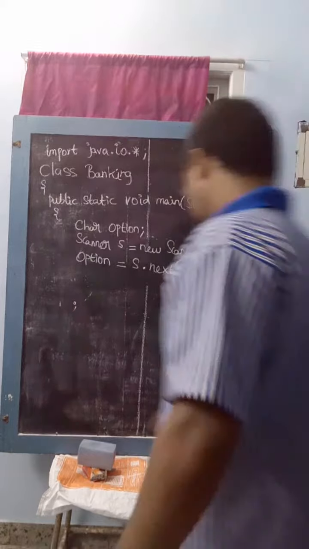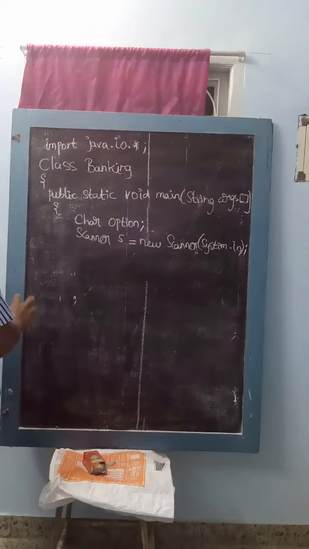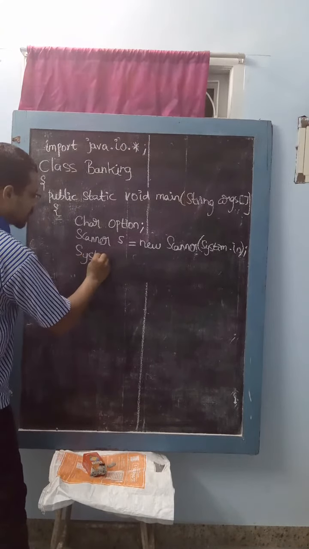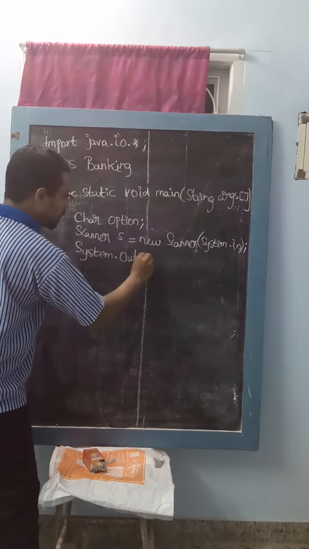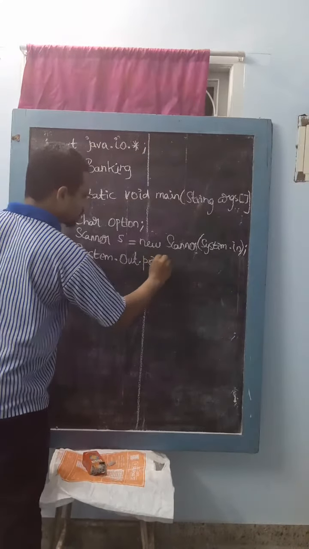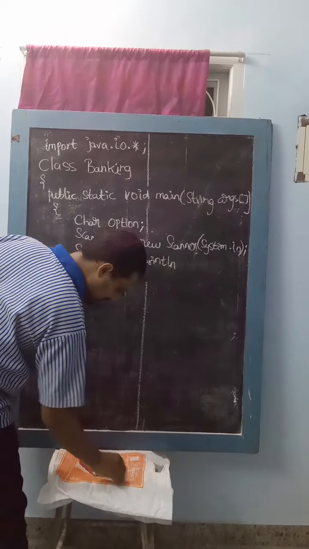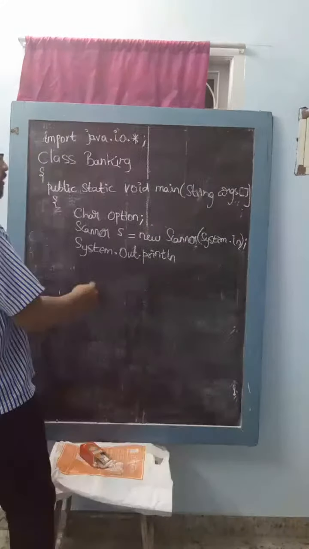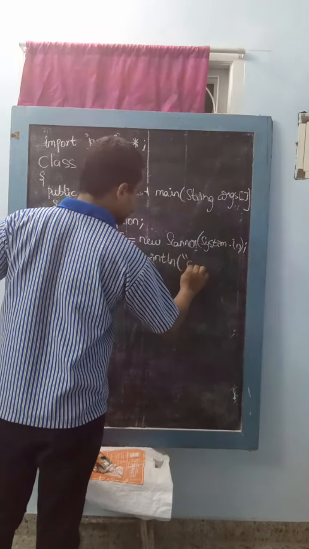Okay, fine. Before that, we are going to get the option. We have to use System.out.println. Inside it, we have to write: enter the option.